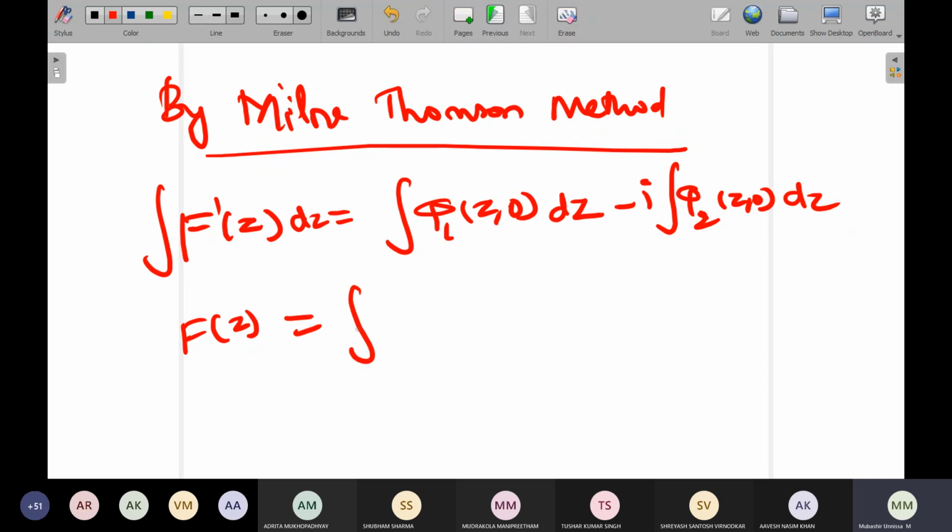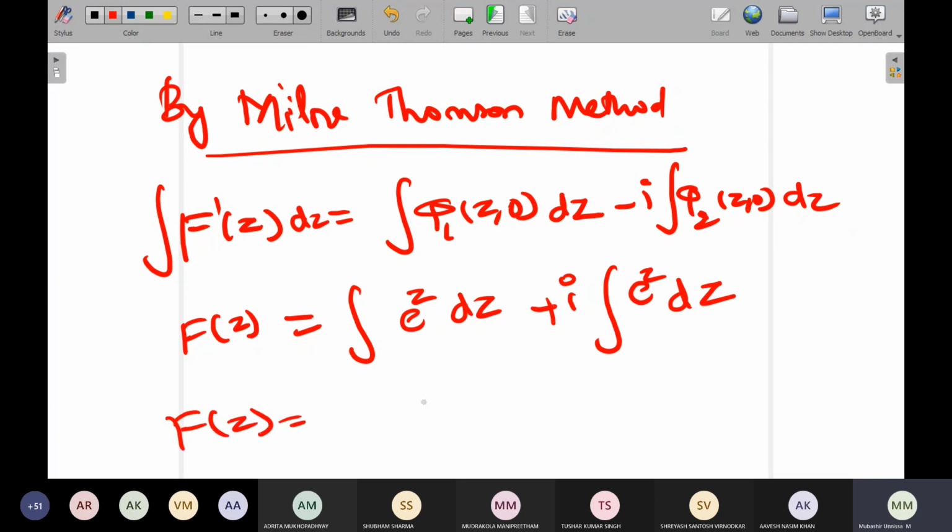Integral of what is your pi 1 of z comma 0? Pi 1 of z comma 0 is equal to e power z into dz, minus i into integral of pi 2 of z comma 0, which is minus e power z. So this will become plus e power z into dz. Come on, integrate this. Your F of z will be equal to e power z plus i into e power z, plus the integrating constant, we will add it later.